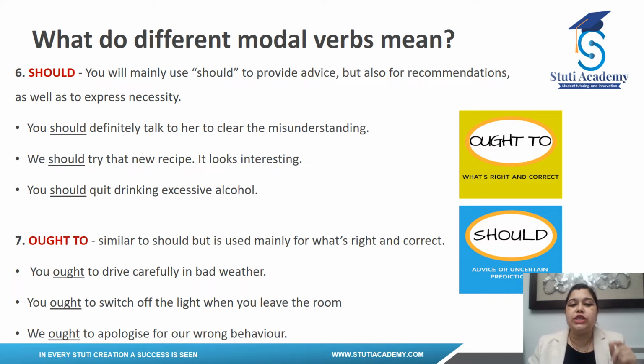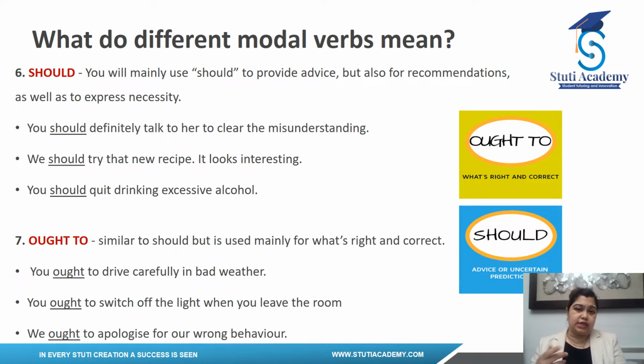You should quit drinking excessive alcohol. Now here I'm talking about the necessity. Why? Because it is necessary that I quit. So I am telling you, I'm suggesting, advising you, but at the same time it is a necessity. You should quit drinking excessive alcohol.